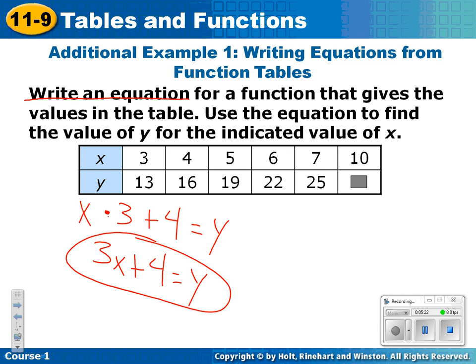Now, I can use any value for x. I could plug 30 into there. When x is 30, what is y? 34. So when x is 30, all we would do is take 30 and plug it in for x. So 3 times 30 is 90, sorry. 90 plus 4 is 94. I'm sorry, not 34. It happens.